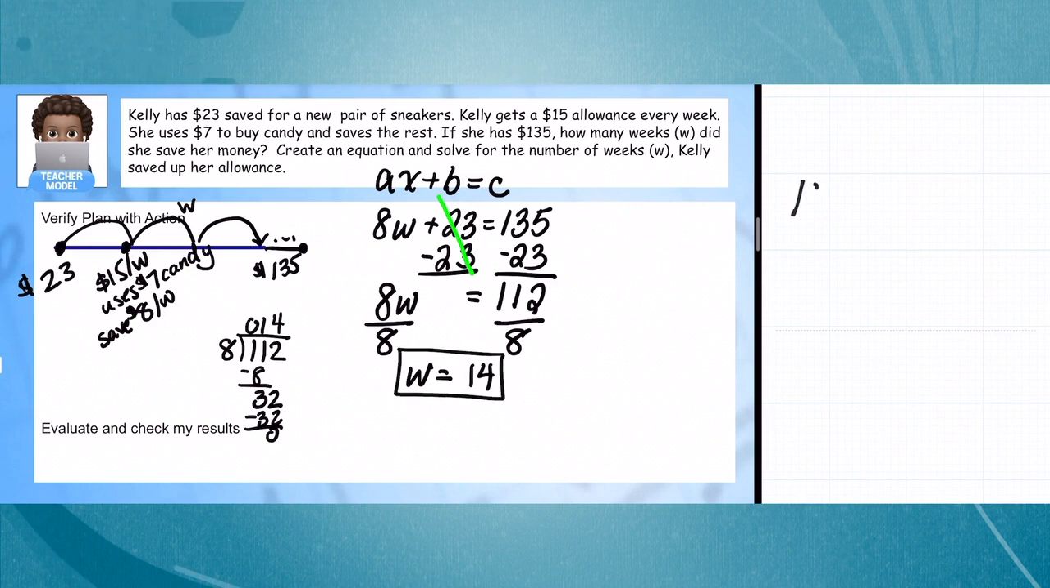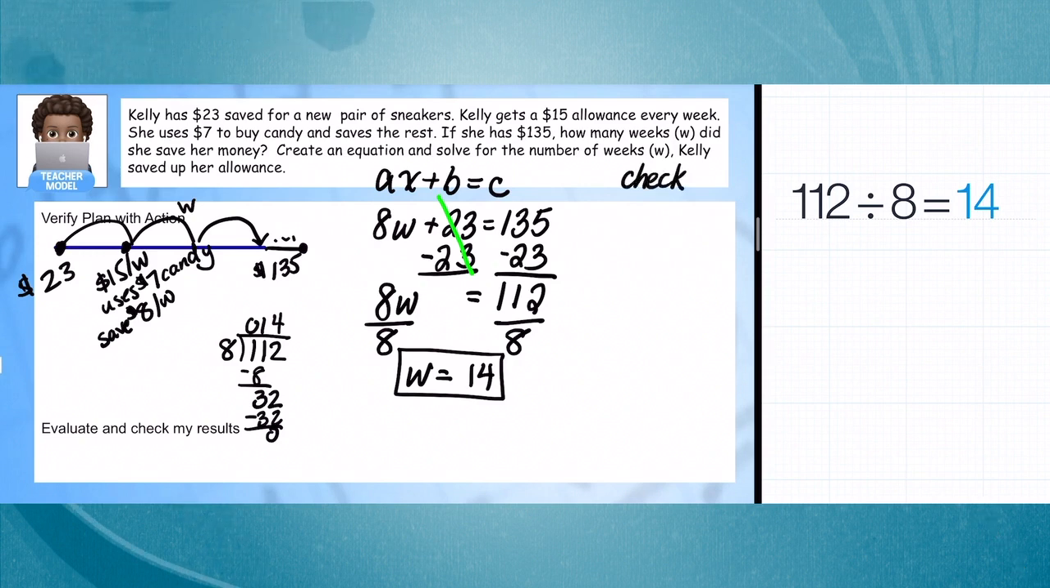Again, if you're really unsure and you want to check your thinking, you can just use your calculator, you get 14 weeks. Perfect. Let's check our work. Always really helpful, because when we're doing this, we're going to have an answer, but we want to make sure we have the correct answer here. So here's our original equation. 8W plus 23 is 135. Let's substitute. 8 times 14 plus 23 is 135.